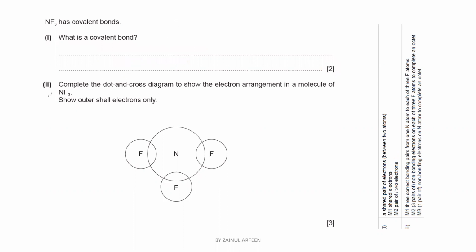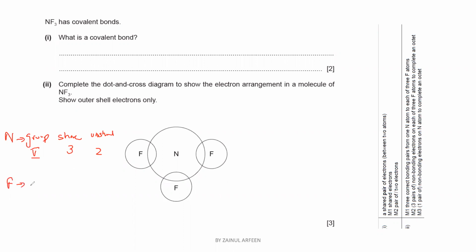Then we have to complete a dot and cross diagram for NF3. So we have to check the group. Nitrogen belongs to group 5. How many will it share? It will share 3. And how many unshared will be there? Out of 5 it is sharing 3, so unshared will be 2.